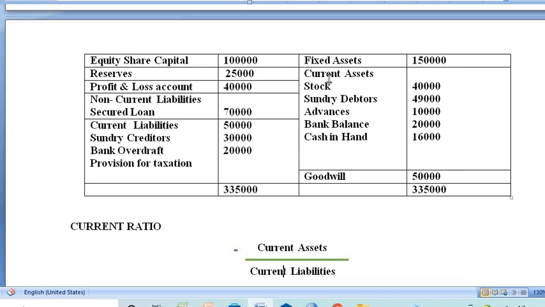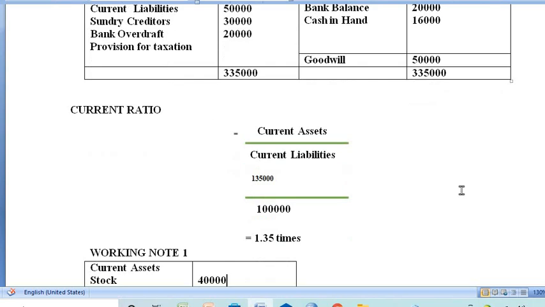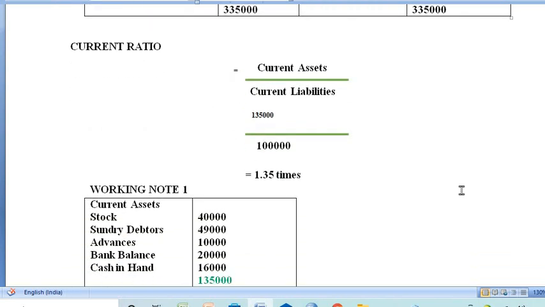On the asset side of this company, they are given fixed asset, current asset and intangible asset, as per the format which I discussed. Under the current asset you can see stock, sundry debtors, advances, bank balance and cash in hand. These values I am going to take as the total of current asset. I already computed it; see the working note under the current asset. Adding all these values, I am getting 1,35,000.